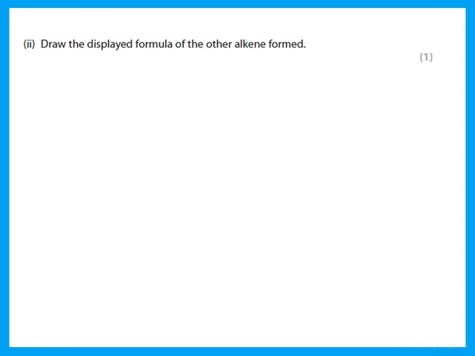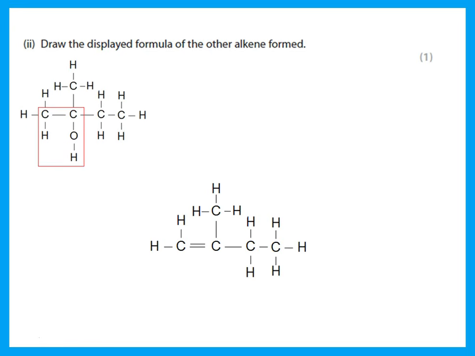Then he says, draw the displayed formula of the other alkene. So I'm starting with this alcohol. I'm trying to remove water. He removed the water from the second and third carbon, but I could also remove it from the first and second carbon.